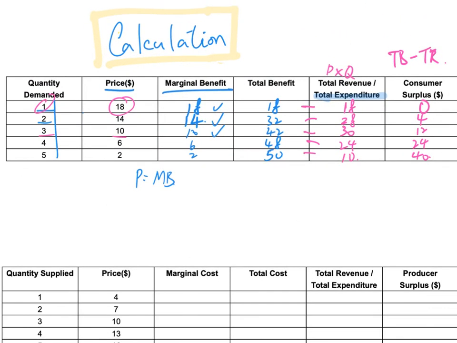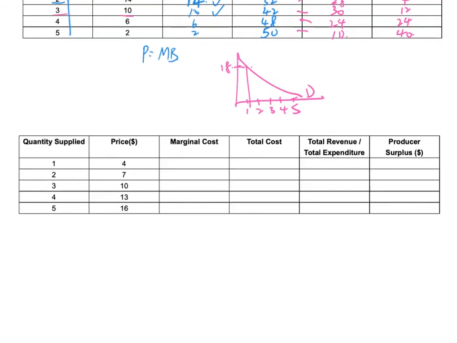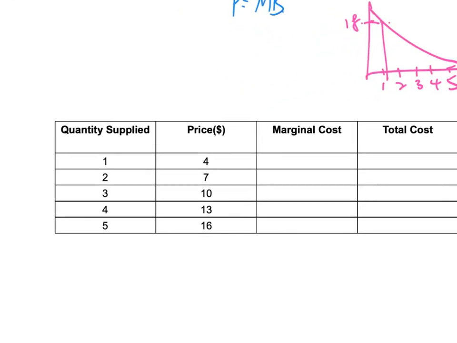And if you translate it into the diagram, it's just D, and this is 1, 2, 3, 4, 5. Here, for the first unit, the marginal benefit is 18, something like this. So that is the consumer part, and the producer part is very similar, because S is equal to the marginal cost. So actually, price and marginal cost are the same.